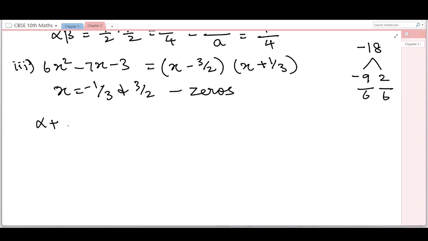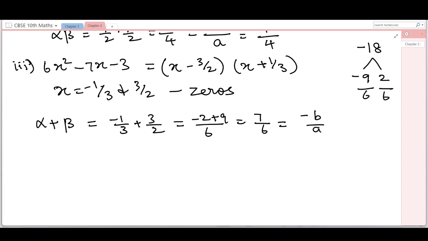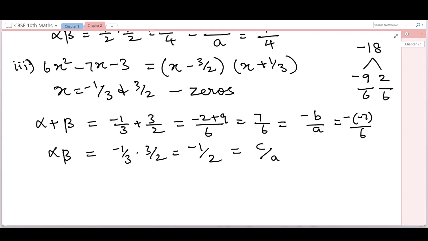Now let us check the relation. Alpha plus beta equal to minus 1 by 3 plus 3 by 2. By simplifying them, you will get minus 2 plus 9, that is 7 by 6. It should be equal to minus b by a, that is minus of minus 7 by 6. Alpha beta equal to minus 1 by 3 into 3 by 2, which is equal to minus 1 by 2. This should be equal to c by a. C is minus 3, a is 6, minus 1 by 2. So thus we have verified.